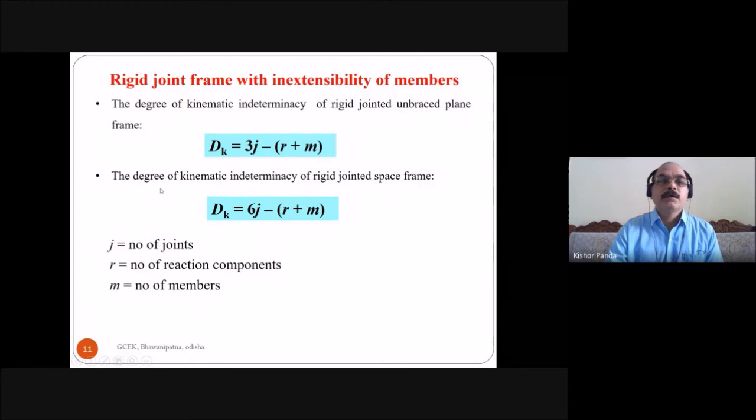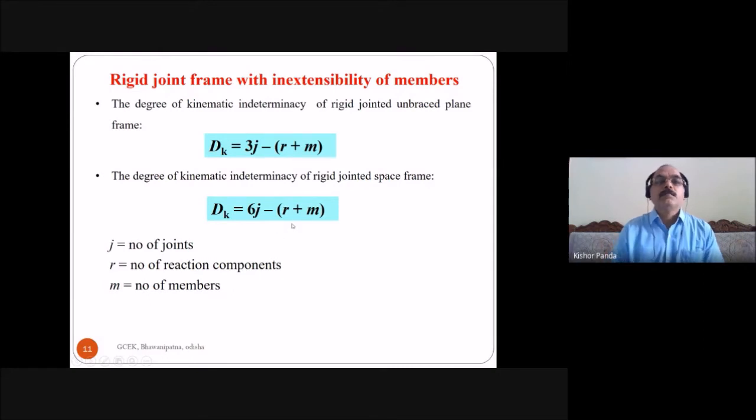Similarly, in the case of space frame, and for inextensibility of members, in this case you can find out the degree of kinematic indeterminacy. dk is equal to 6j minus r plus m. 6j means this is the total number of displacement in the case of space frame, and 3j is the total number of displacement in the case of plane frame. This is your 3j minus r plus m and here 6j minus r plus m. J is the number of joints, r is the number of reaction components, m is the number of members.